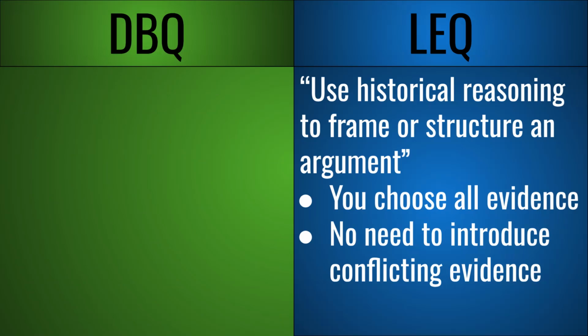Okay. Now, a brief note in terms of comparing the DBQ and the LEQ. A lot about them is the same. The contextualization point is the same, and the claim format is the same. But if you remember on the LEQ, this use of historical reasoning to frame or structure an argument is an independent standalone point. And so that's something that's in the rubric. And on the LEQ, that's an easy thing to do because you get to choose all of the evidence, and so you can go out of your way to only choose evidence that points in the direction you want it to.